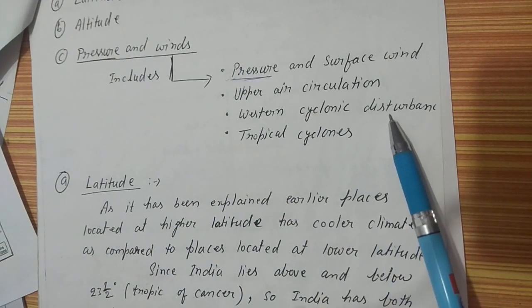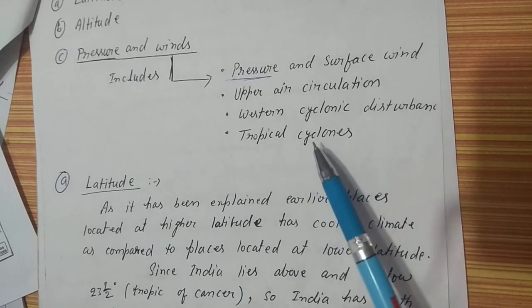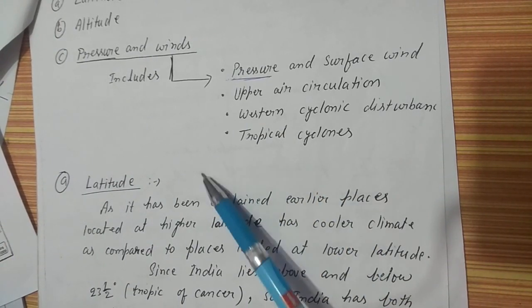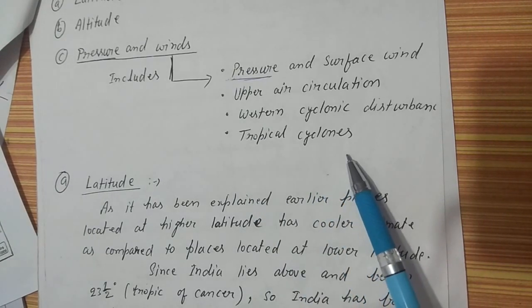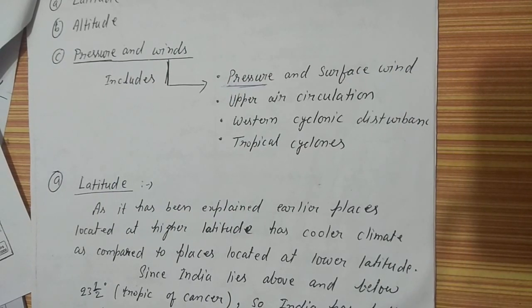In western cyclonic disturbances we already discussed this. It's a kind of cyclone which develops in the western part of India and basically it develops in the Mediterranean Sea and it comes to India during winter. Now tropical cyclone develops in the Bay of Bengal and affects the coastal area, east coastal area of India.